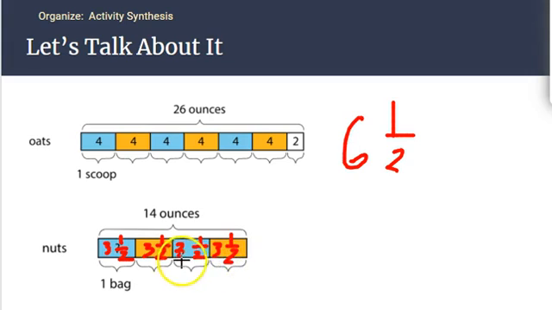Because simple adding, 3 plus 3 plus 3 plus 3 is 12, because that's 4 3s. 1/2 plus 1/2 is 1 whole. That makes 13. 1/2 plus 1/2 is another whole, making the 14.